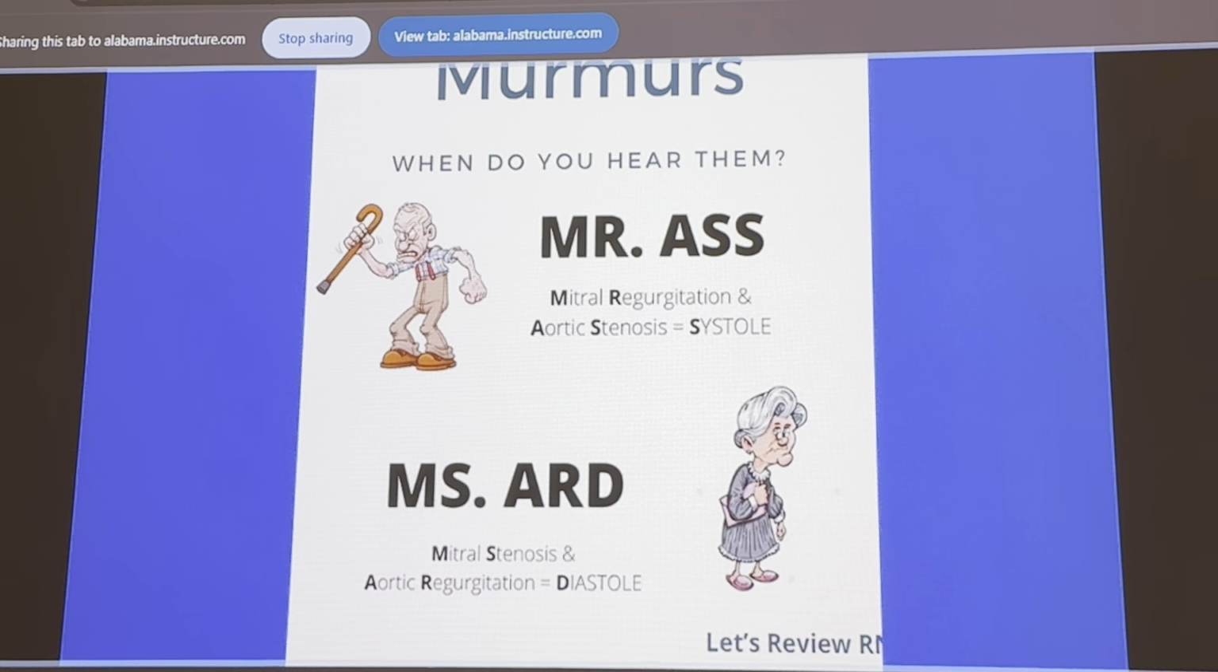Then you have the other one, MiSARD. So mitral stenosis and aortic regurgitation is going to occur during diastole. So if I tell you the nurse heard a murmur during diastole, and then she heard it second intercostal space, right sternal border, then I know that I have some type of aortic regurgitation based off of that description that I gave.